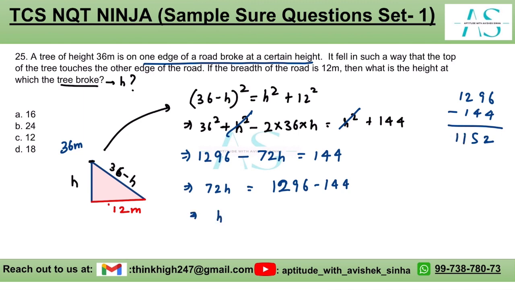So h is equal to 1152 upon 72. Let me just simplify this real quick. If I try to do this with, let's say, 6, so this is 1 time and 2 times. With 6 it is 1 time, then 55, so it is 54, 9 times, then we have 2. 12, how many times? 12 1 time, then 72 is 6 times. So 16 meters is the height of the tree at which it was broken down.